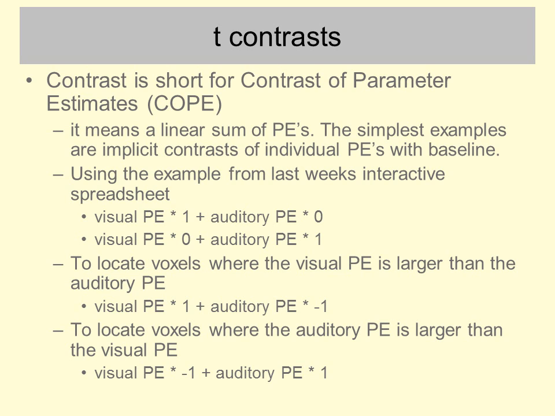Now, of course, because this is effectively a simple subtraction of the parameter estimates, it's not yet been rescaled in terms of the error variance to produce any t statistic. It's just a raw contrast of the unscaled parameter estimates.